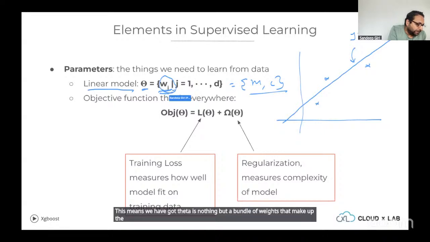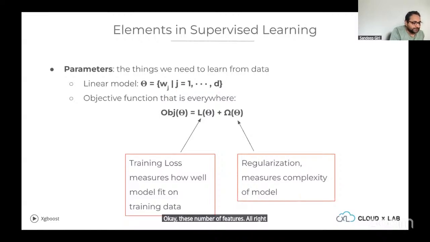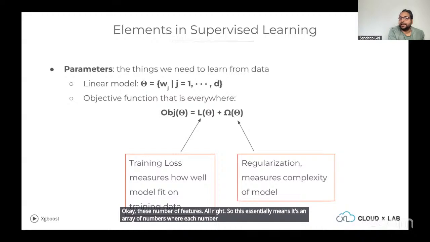This vertical line, usually you'll find it in papers. It means theta is wj, where j is between 1 to d, and d is the number of features. So it's an array of numbers where each number represents a weight. Just like m and c for a straight line, if you have a plane it'll be W0, W1, W2. In other cases there will be more parameters. In the case of ChatGPT, this will be billions of numbers.